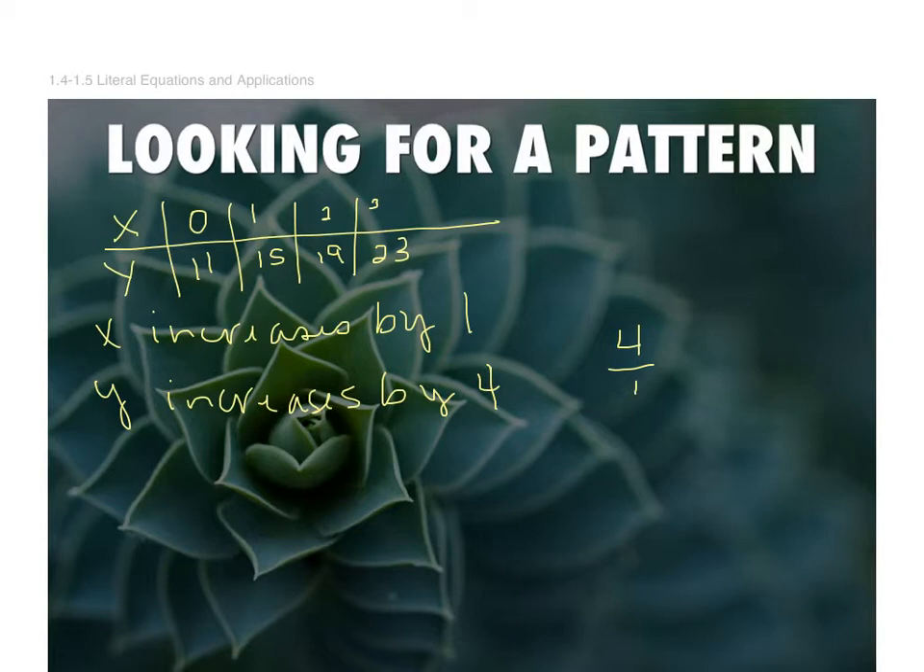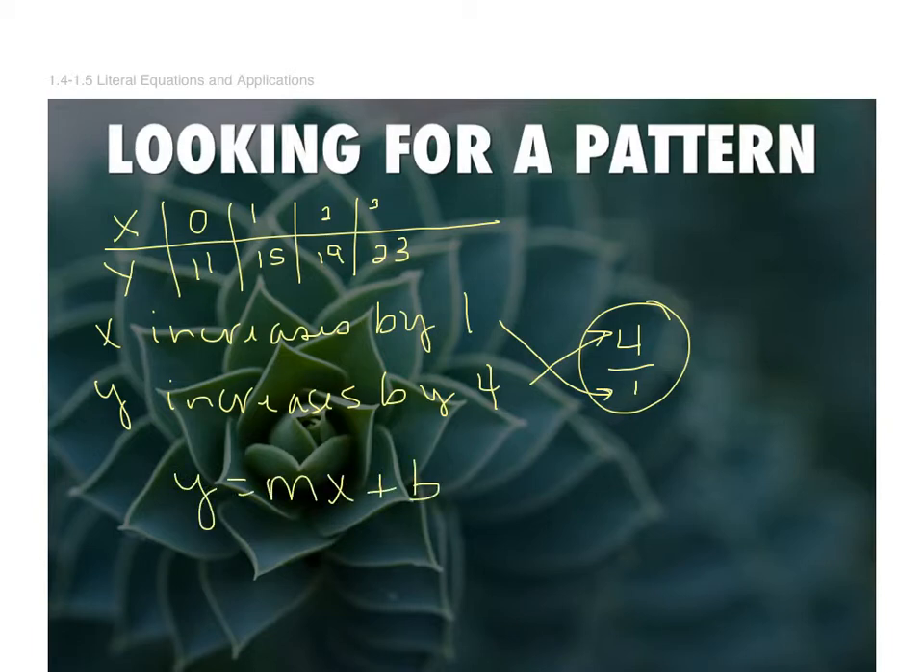So this is our slope. Do you see where we got this from? This was the change in y over the change in x. So the equation is y equals mx plus b. Right, that's the equation for slope.